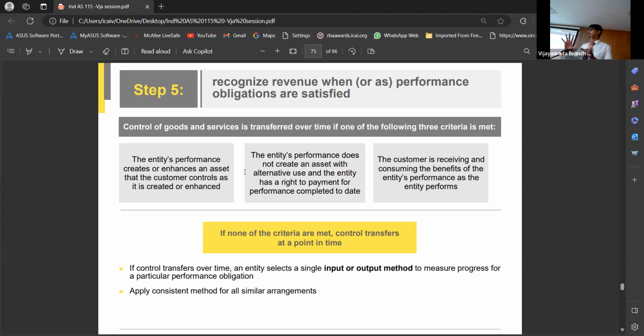Point in time, over time. The main difference between point in time and over time is that point in time means exactly after that point only you will recognize full revenue.